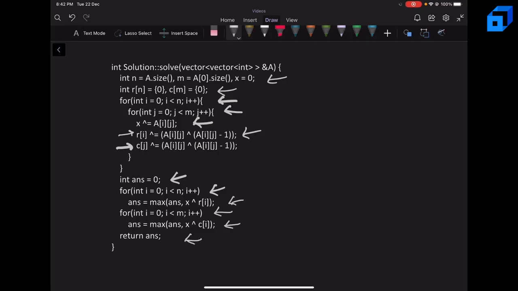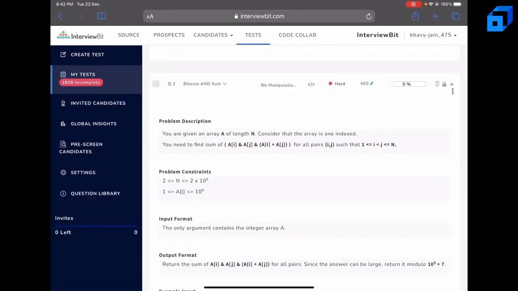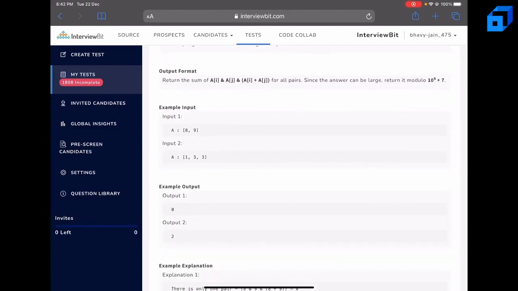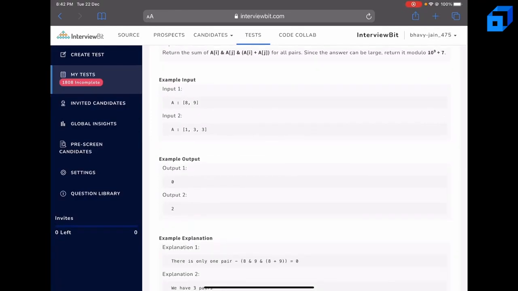So let's move to the next question, the hard problem. You are given an array A of length n. Consider that the array is one indexed. You need to find the sum of a[i] XOR a[j] and a[i] plus a[j] for all pairs i, j such that i is greater than or equal to 1 and i is less than j and j is less than or equal to n. n is 2 into 10 to the power 5 and a[i] is less than or equal to 10 to the power 9.